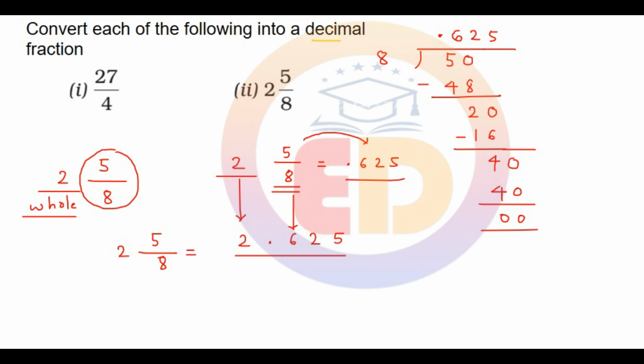Now if you want to convert this into a decimal fraction, remember 2.625 has 3 decimal places. So now write down this number without the decimal point. It will become 2625. In the denominator, write 1. For 3 decimal places, add 3 zeros on the right side. It will become 2625 upon 1000. My final answer.